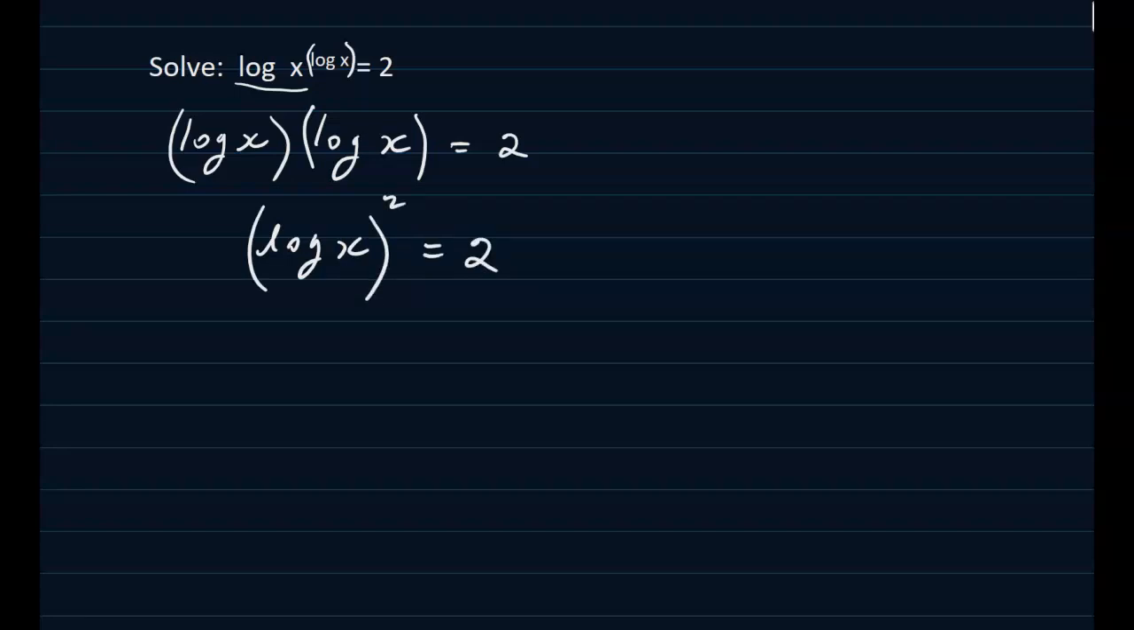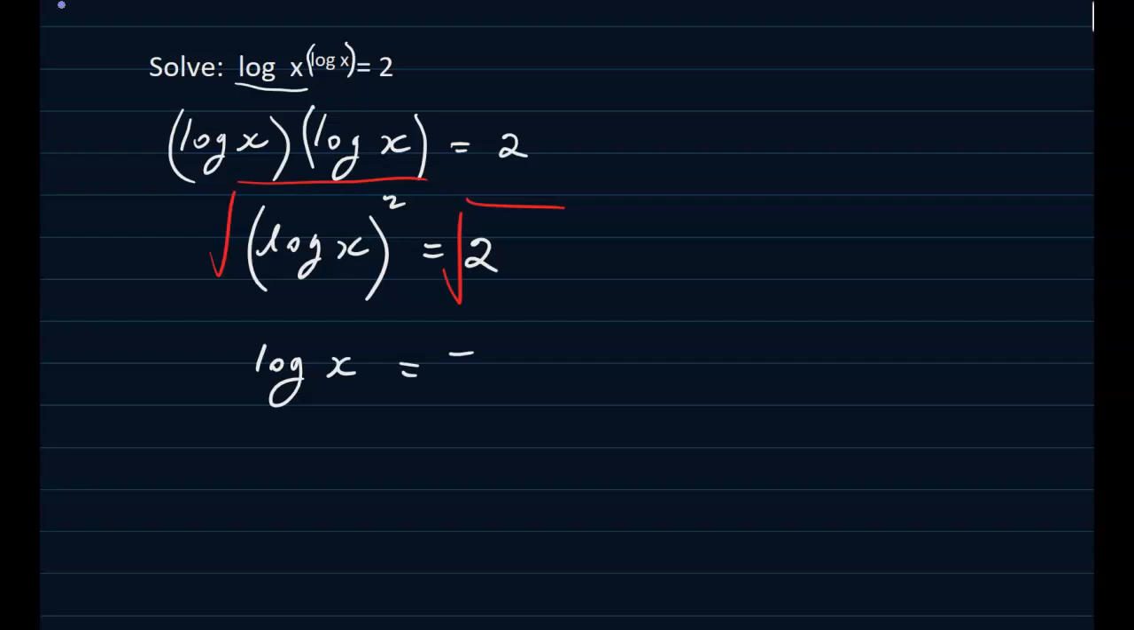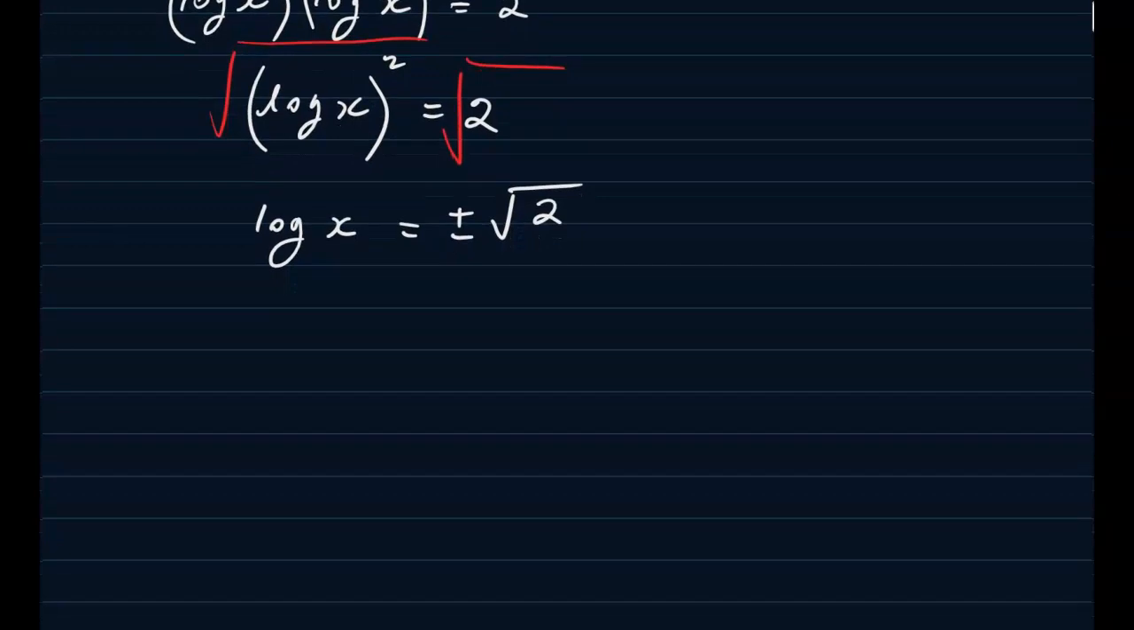And then we take the square root of both sides. When we do this, we will get log of x equals, and this is the part that is very important, plus or minus square root of 2, because there are two possible roots when we take the square root of both sides. Once we do that, we change it to exponential form, and the base is 10, so x will be equal to 10 to the plus or minus square root of 2.